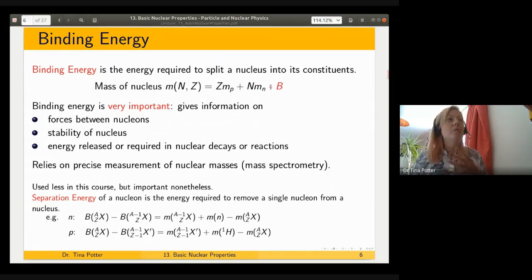Just a little aside, we don't use it so much in this course, but you'll find in textbooks quite a lot the separation energy of a nucleon is discussed. This is the energy that is needed instead to split. So the binding energy is the energy that's needed to split a nucleus up into all of its constituent protons and neutrons, telling you about how all of them are bound together. The separation energy is just the energy that's needed for a single nucleon to be removed from the nucleus, which is of course much less. So we'll be concentrating on the binding energy here, but these two things of course are related.